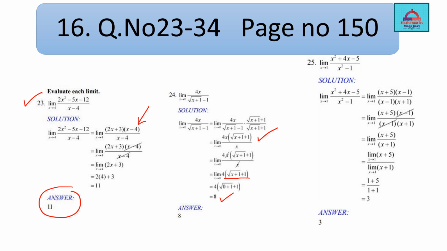Similarly, you do the factorization of the numerator. So you have to factor x square plus 4x minus 5. What are the two factors? The factors that add to give you 4 and multiply to give you minus 5 would be x plus 5 and x minus 1. So when you multiply, you get minus 5. When you add, you get 4. So you simplify, cancel the term, do direct substitution, and the answer is 3 for question 25.